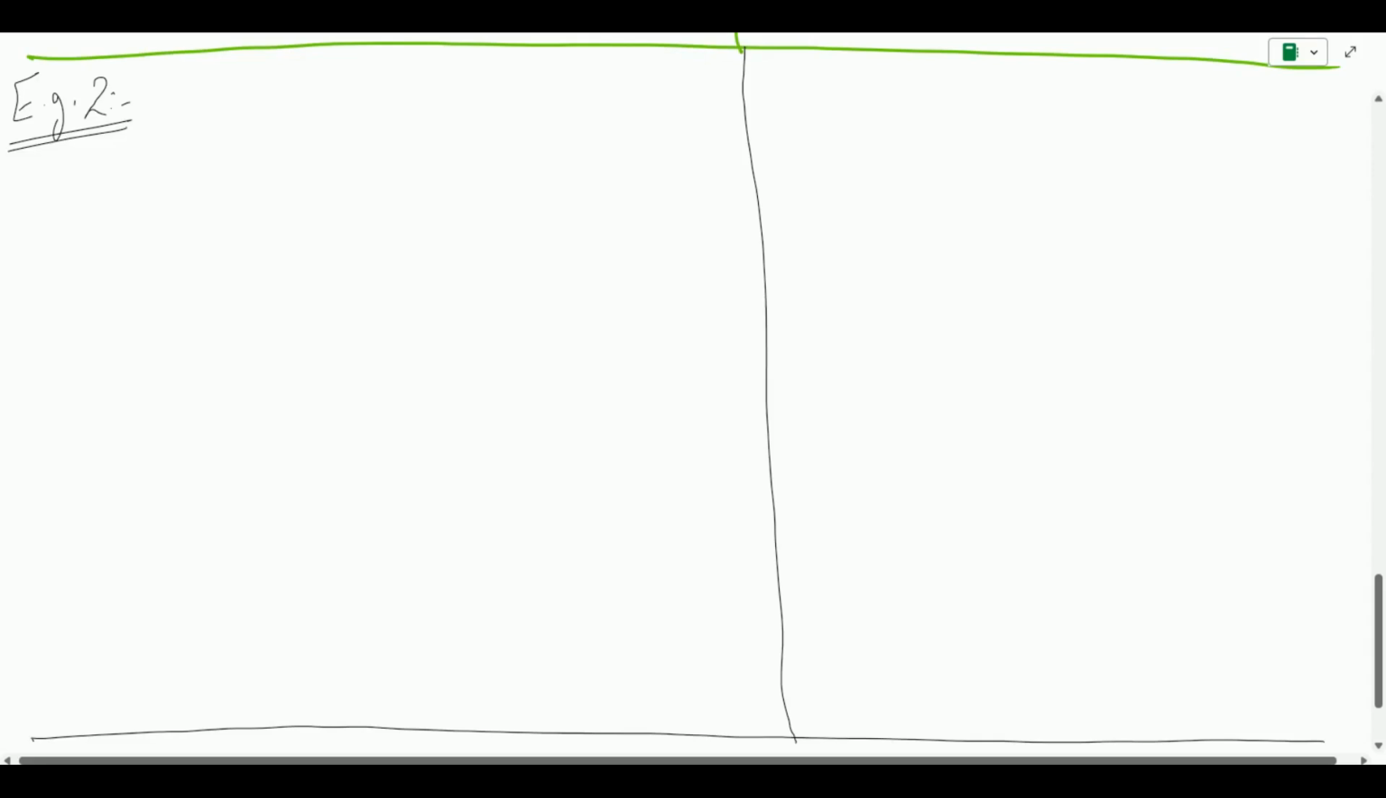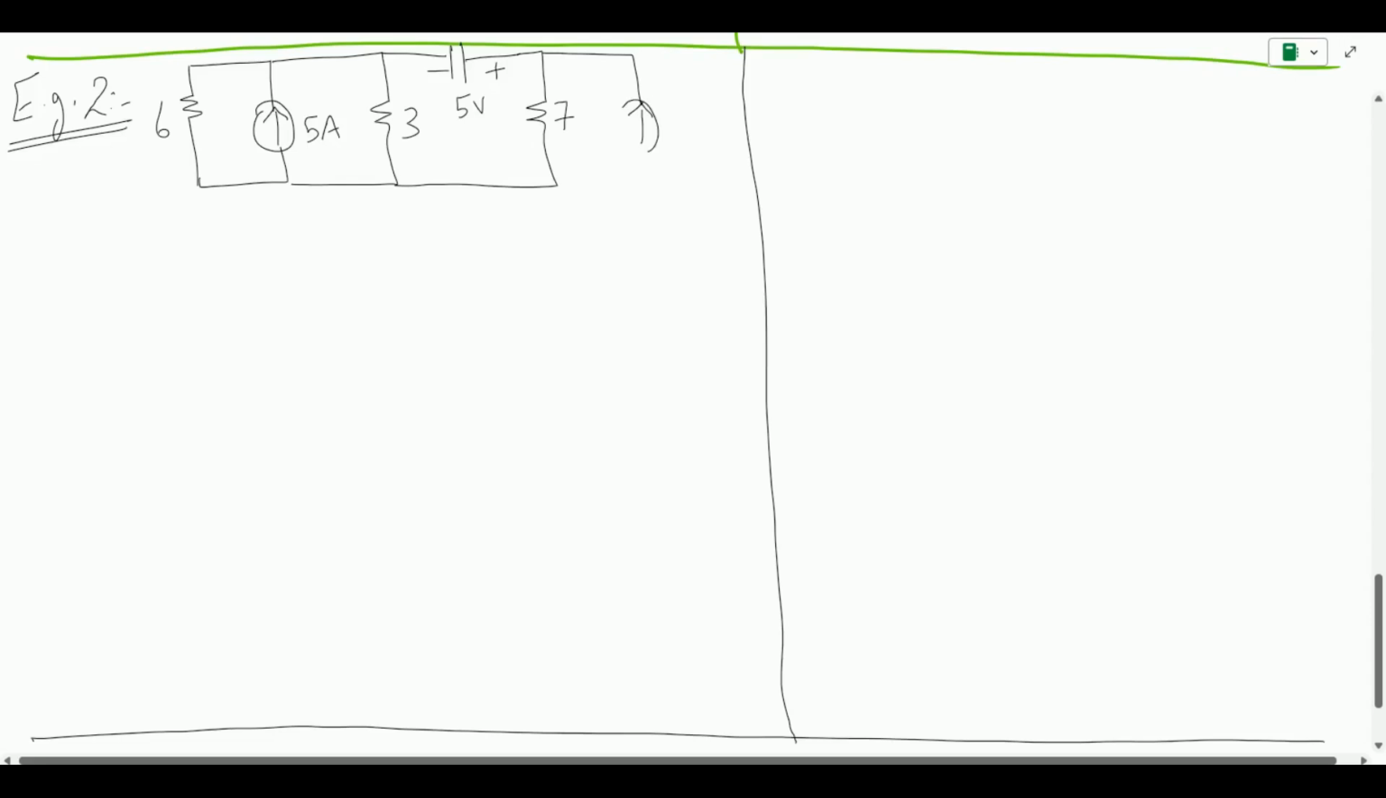Now in this example, we have been given a circuit that has a 6 ohm resistor over here, followed by a current source of 5 amps. Then I have another resistor of 3 ohm, and now I have a voltage source over here of 5 volts. Then it is connected to a 7 ohm resistor, followed by another current source of 3 amps, and then followed by 2 resistors of 4 ohm and 1 ohm.